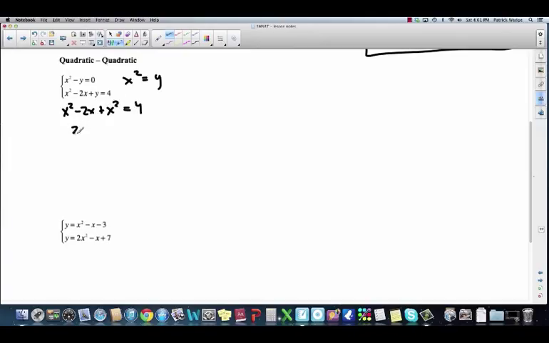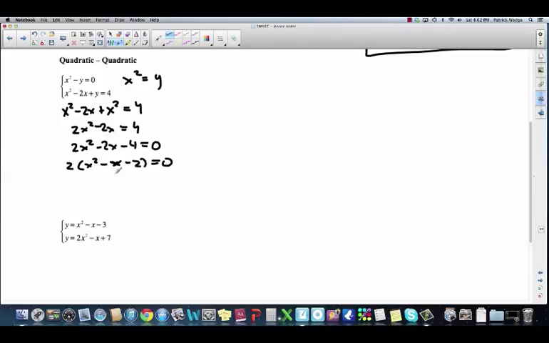Combine those x squareds, I get 2x squared minus 2x equals 4. It's a quadratic equation. How do I solve those? Make it equal to 0 and keep that x squared positive, so just move the 4 over. 2x squared minus 2x minus 4 equals 0. What do I want to do now? Greatest common factor. Yes, 2. So x squared minus x minus 2 equals 0. Don't need to worry about that 2, because you know that's not equal to 0. So if you want, you can just ignore it.